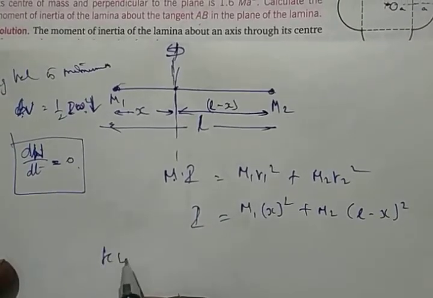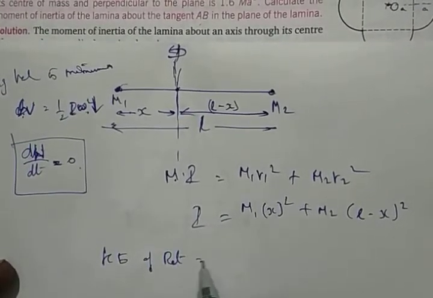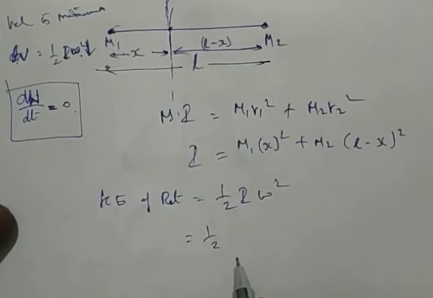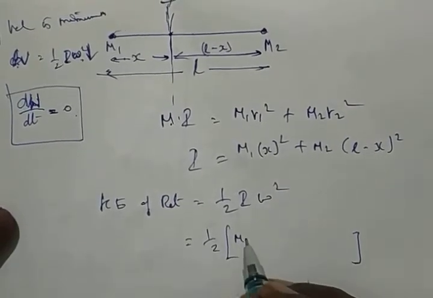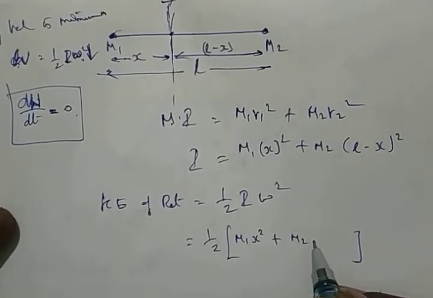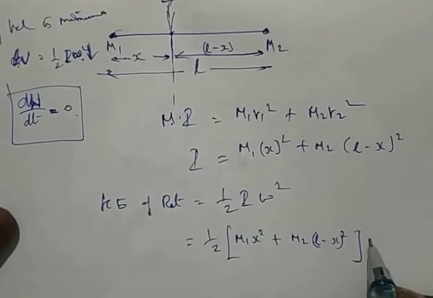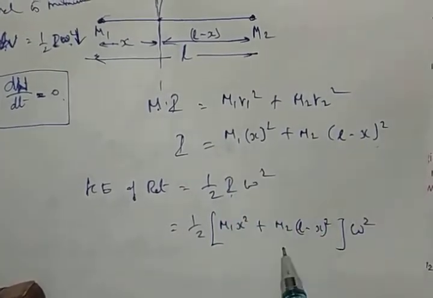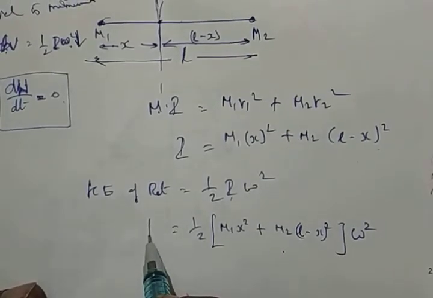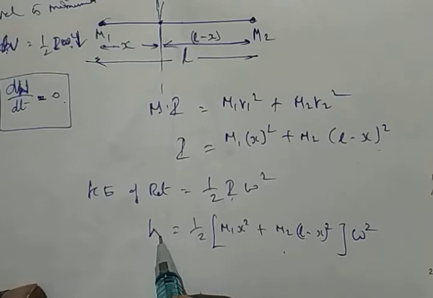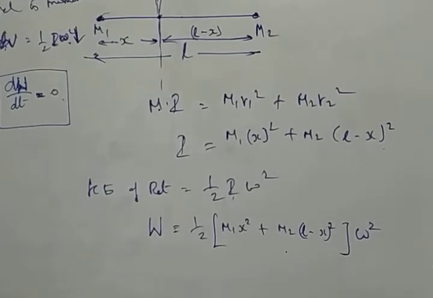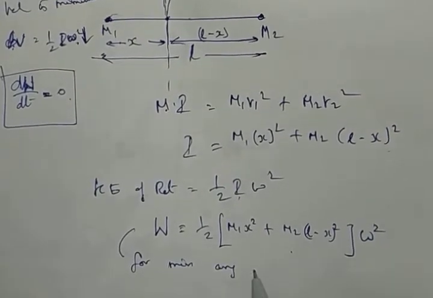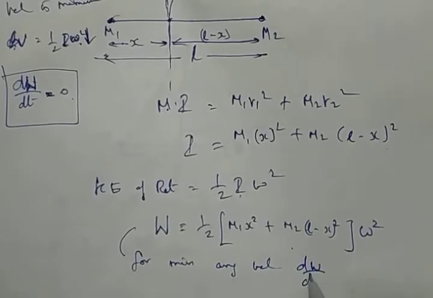The next one is the kinetic energy of rotation, which is going to be equal to half I omega square, which is equal to half into (m1 x square plus m2 (L minus x) the whole square) into omega square. This is the I value, just dropped here. That is the kinetic energy of rotation, and that's also equal to work done. So for minimum angular velocity, dW by dt should be equal to 0.